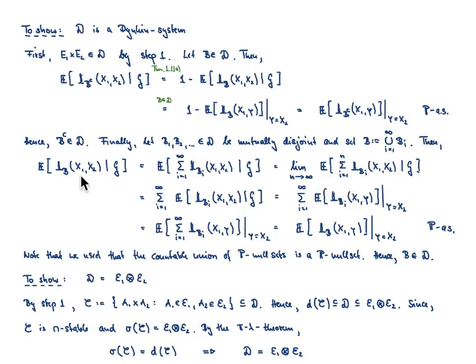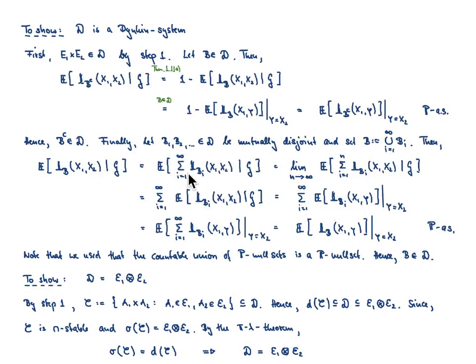Why can I do that? Well, if that pair x1 and x2 is in B, this means there exists one i such that this pair x1 and x2 is in that set Bi. So meaning from that infinite sum over here, only one term is 1 and all the other terms are 0. That's why this equality holds true. So now I can rewrite that sum over here, the sum i from 1 to infinity, as the limit as n tends to infinity of the partial sum going from 1 to n.